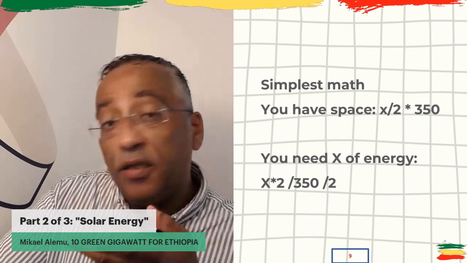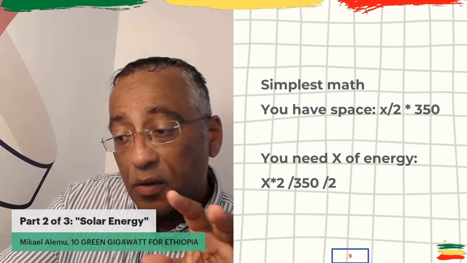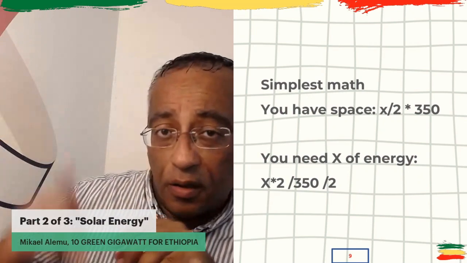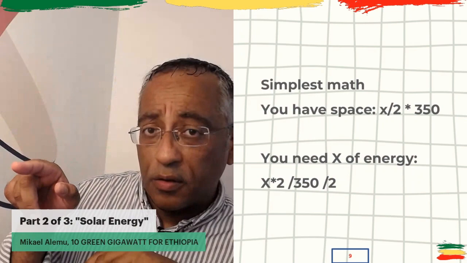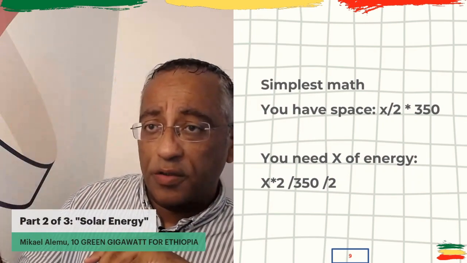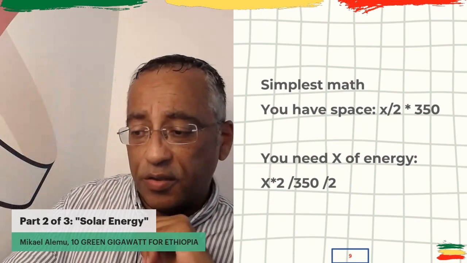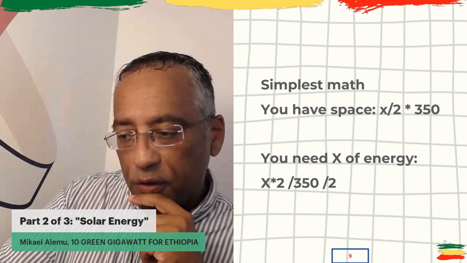Yes, and then again, we now know how many panels we need, and then we just take and divide by 2, because one panel is 2 square meters, so that's how many panels we need, and we know how much space we will need.